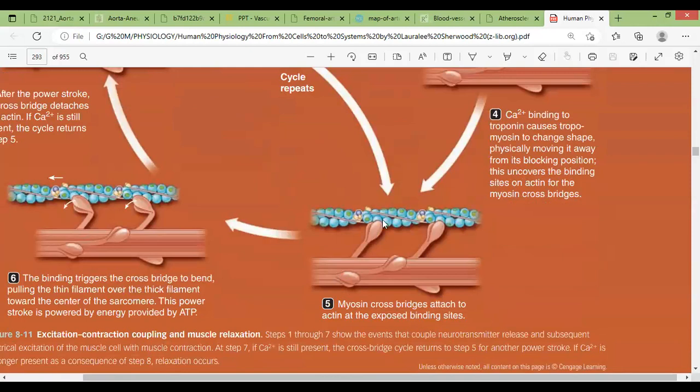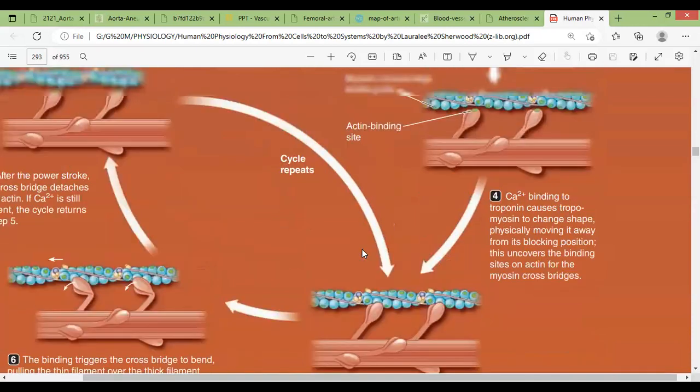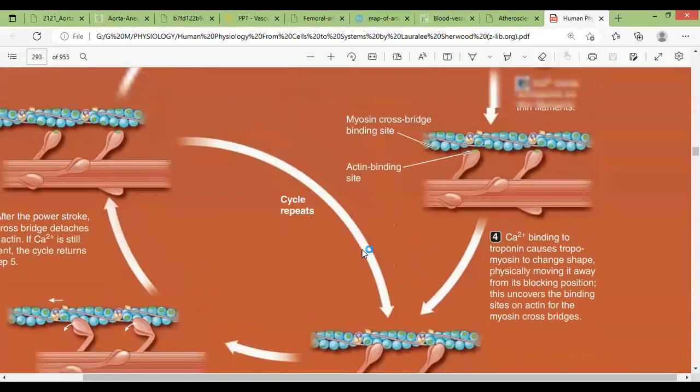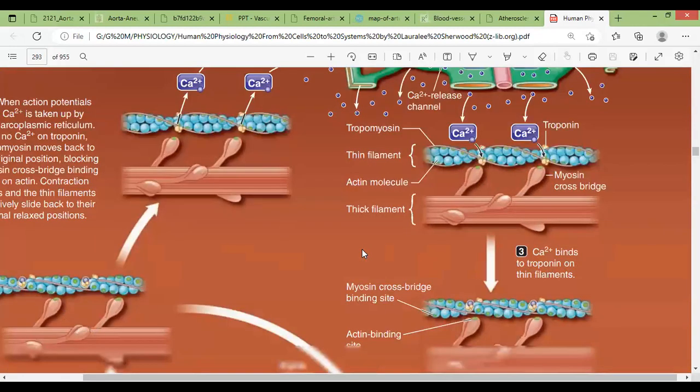You can see now myosin and actin have formed this thing called a cross bridge. And now this is where we need energy. So far, we've just needed an action potential and calcium. Now, this is when we need energy.